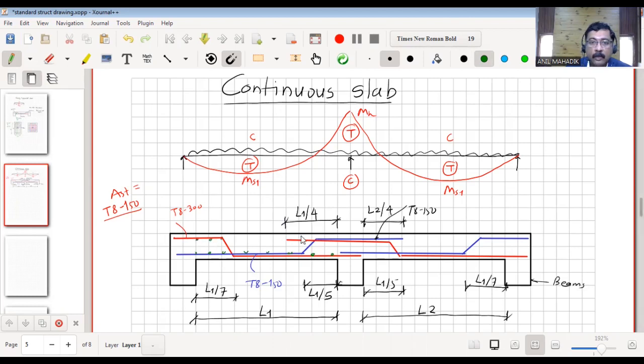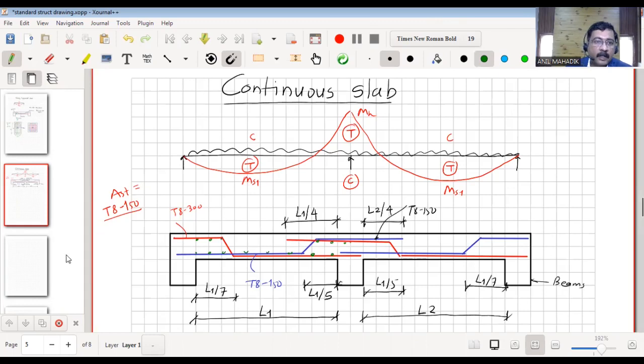Here also, and here also. Similarly for this slab. And if we have this two-way continuous system, then these green color bars will be main steel also, similar to these blue and red color bars. So this is the behavior of continuous slab and the steel detailing as per IS code. Generally, we send this kind of drawings to the site in the structural drawings.